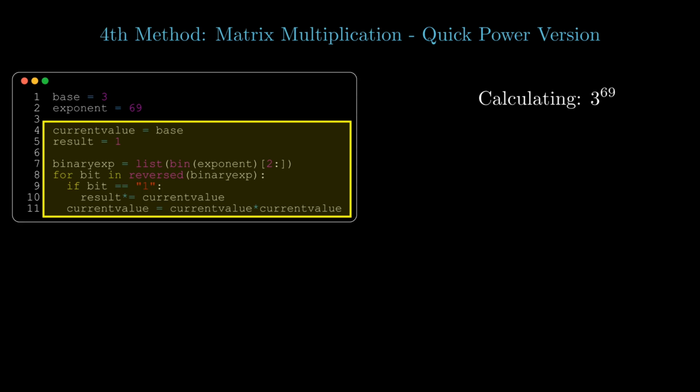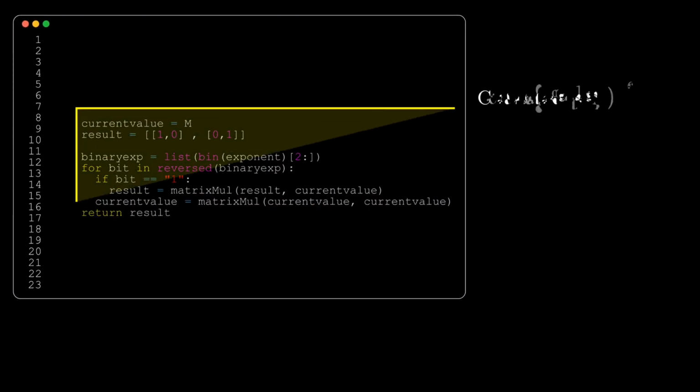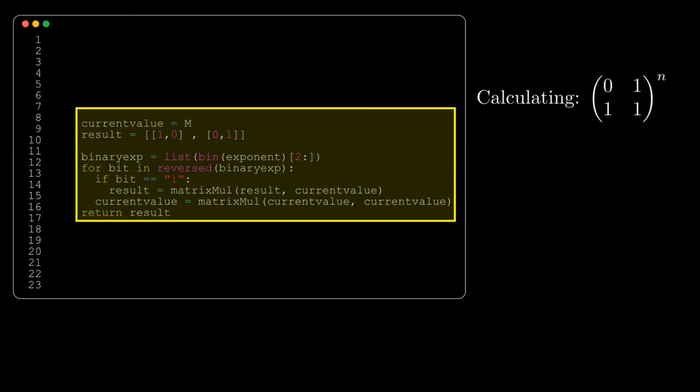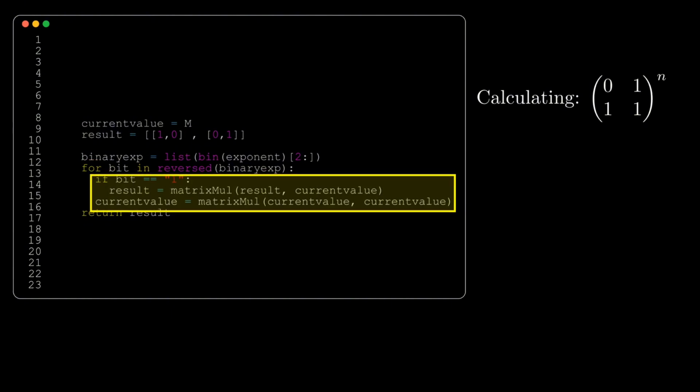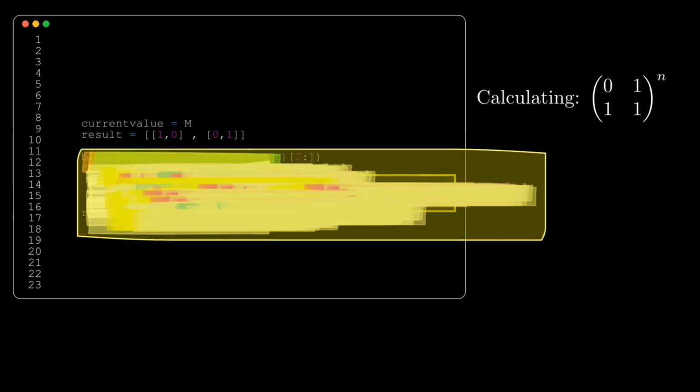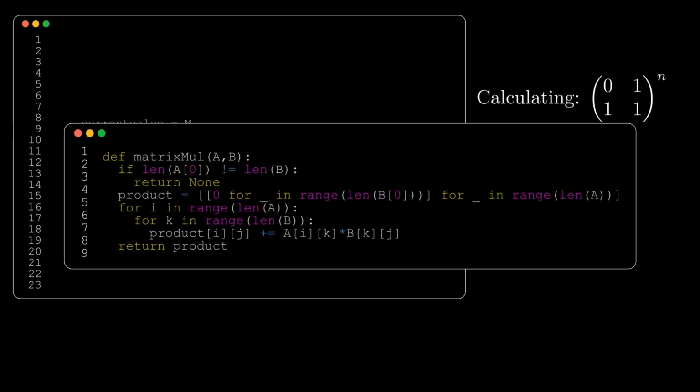Now, we recreate the same function with some changes. We can see here that we set the current value equal to m. The result is the identity matrix. We set the binary exp as the binary form of the exponent. Afterward, we use the for loop. Here, we update the variable result and repeatedly square the current value using the matrix mul function. This function will be defined as a function that returns a matrix, which is the result of matrix multiplication.